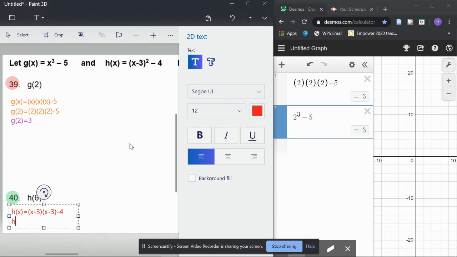And then we just go through and put our 6 wherever we see an x, just like we did in the previous problem. So we're going to do 6 minus 3, times 6 minus 3, and then we subtract 4. So go ahead, plug that in your calculator, find what h of 6 is, and that's all we're doing this week.